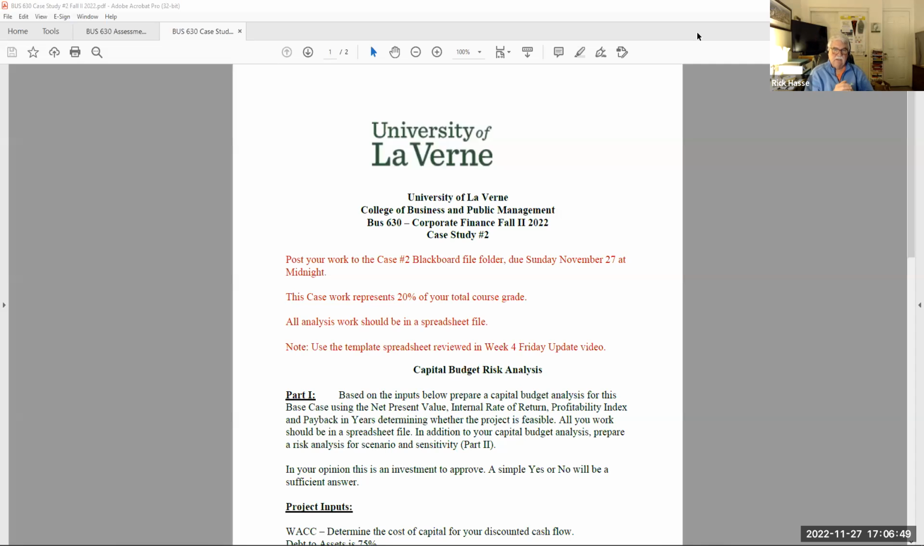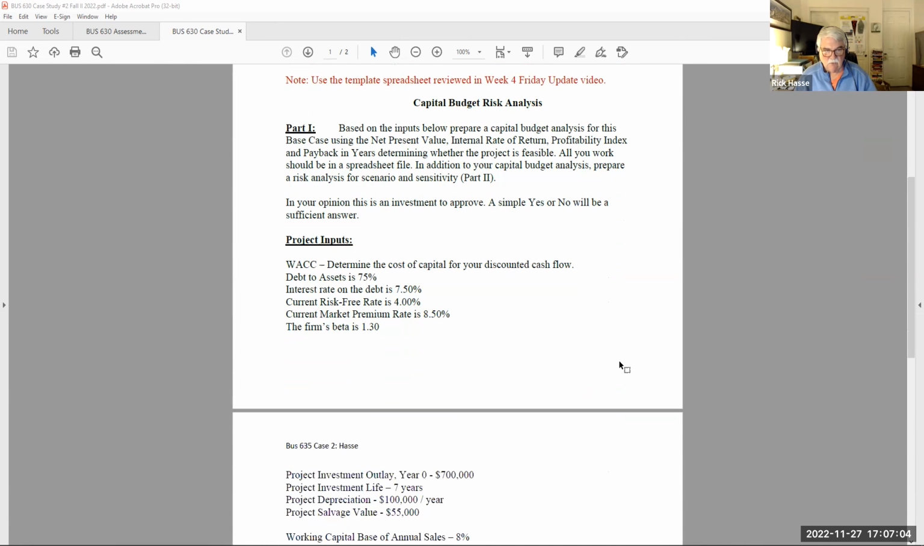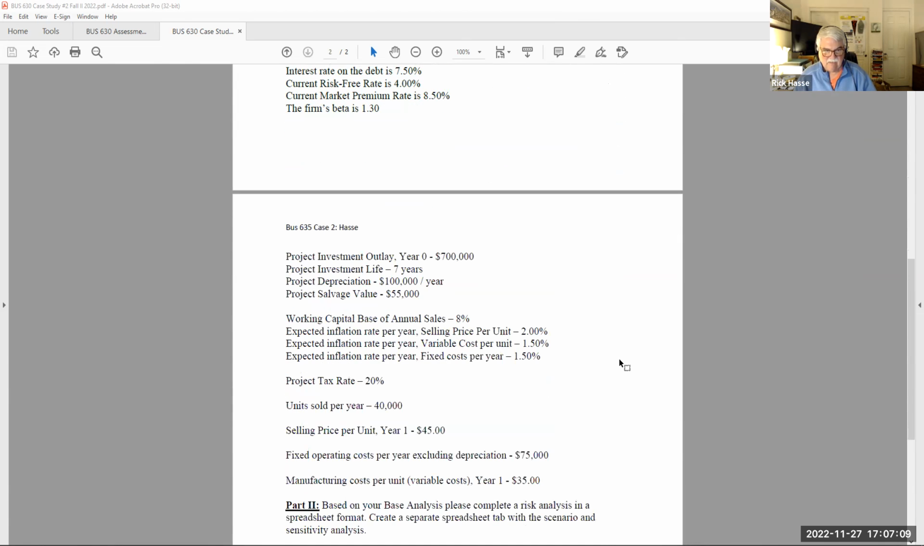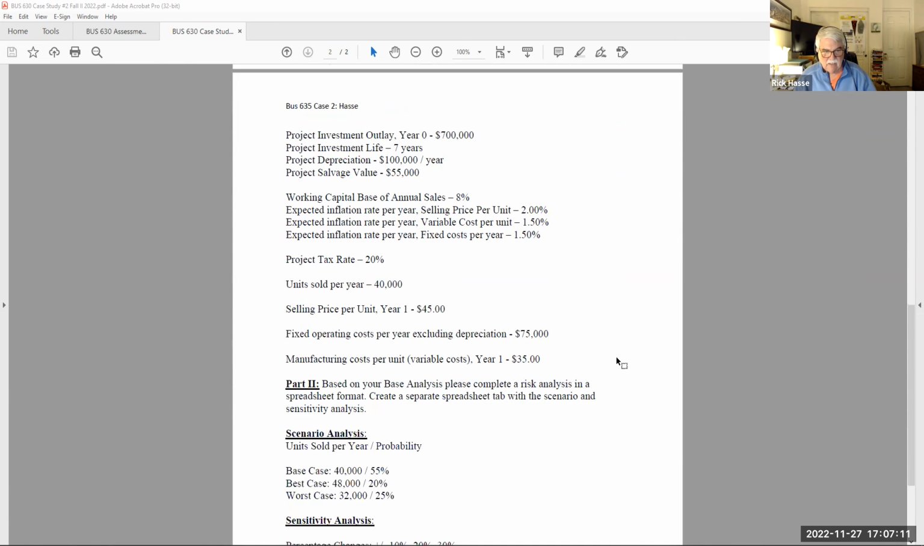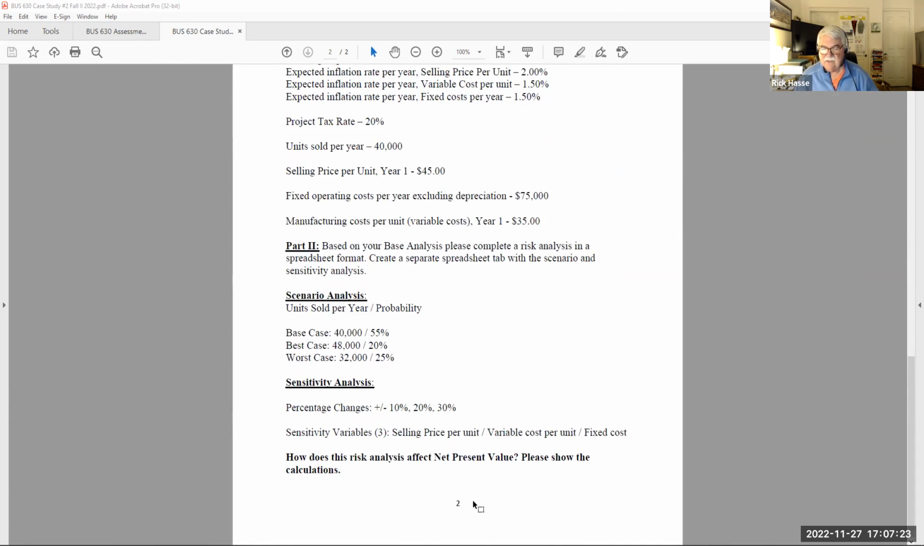Before we get to the assessment case, let's just make sure you all are aware of case study number 2, which is looking at a capital budget analysis where you're determining the WACC of this company, then using that WACC, or the cost of capital, to perform a base case capital budget analysis, and then a scenario and sensitivity analysis of the risk involved in this case. How does this risk affect the net present value? Please show this in your calculations.